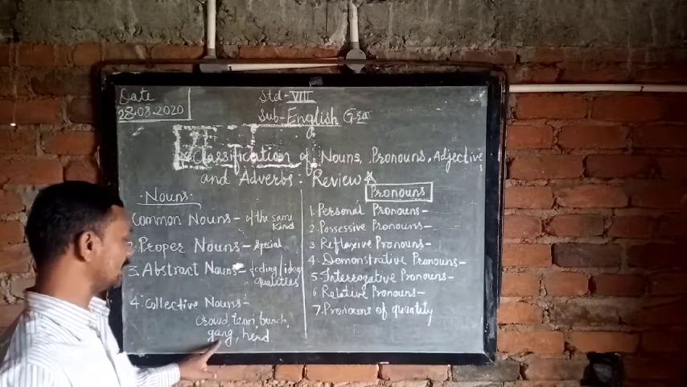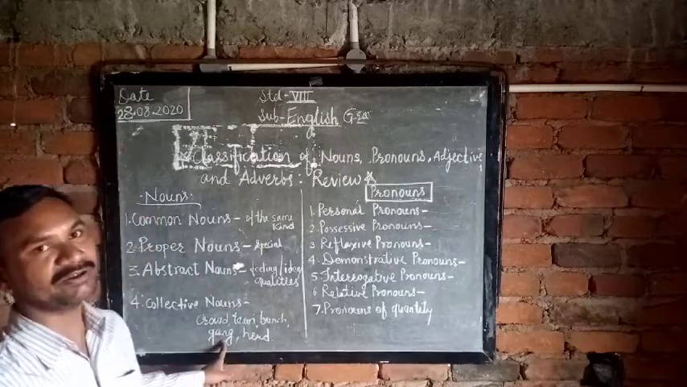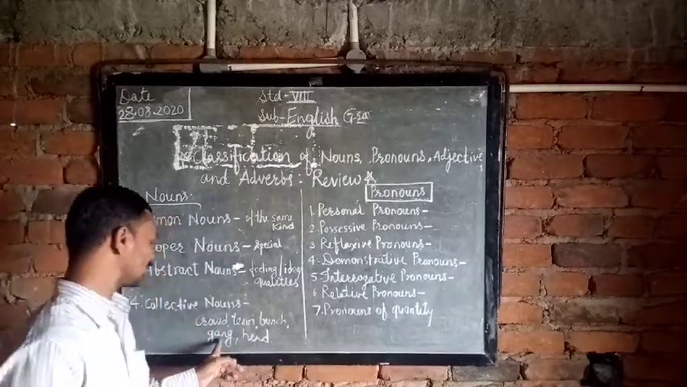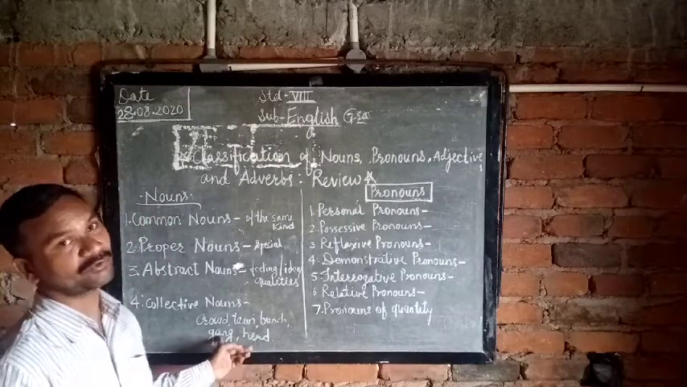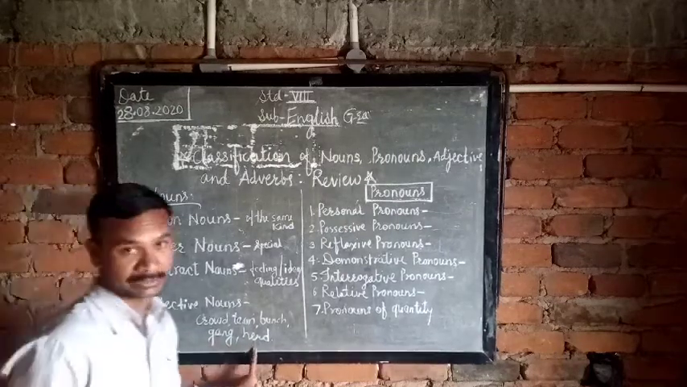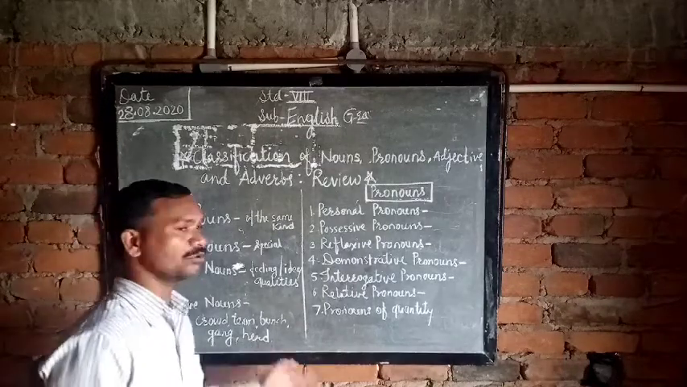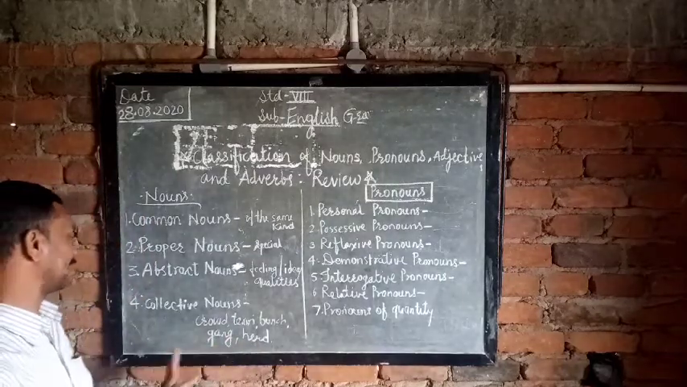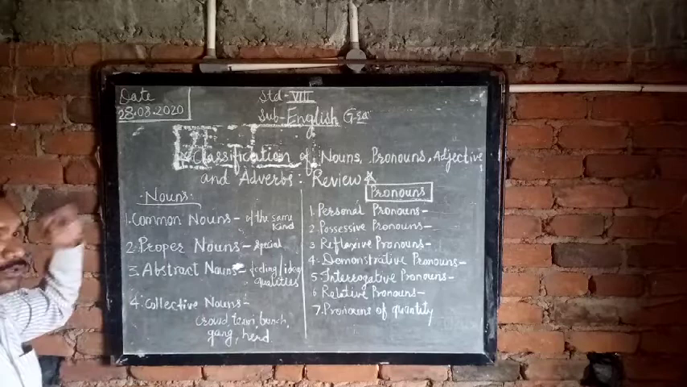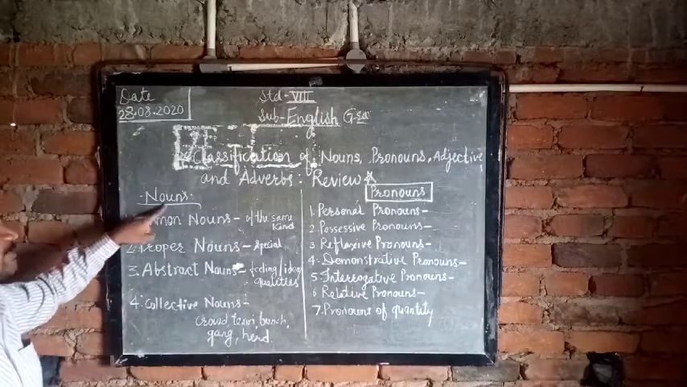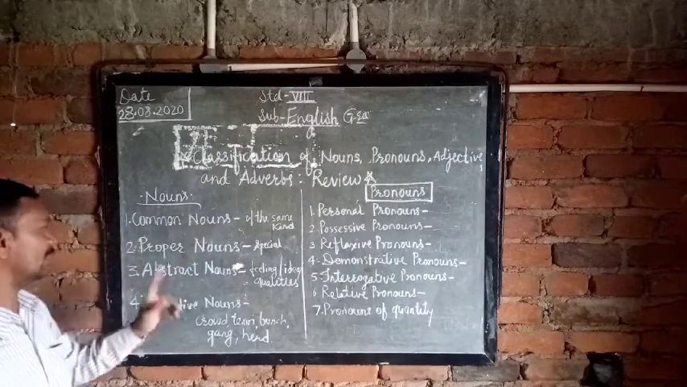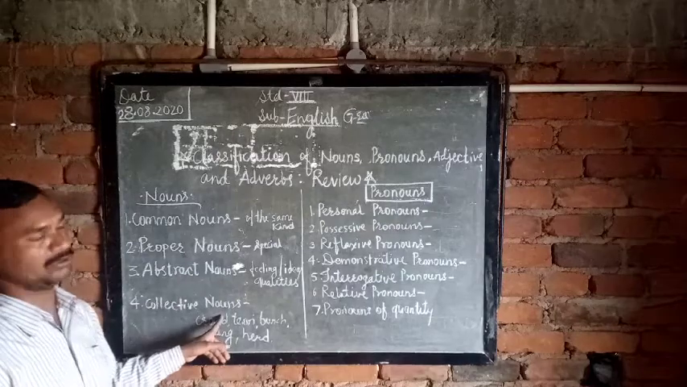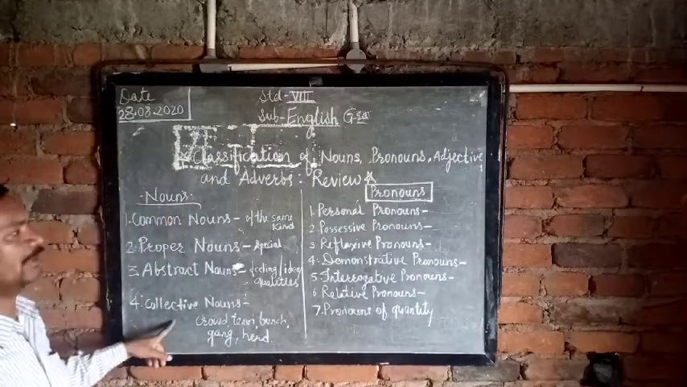Gang: in this word we understand there are more than four people. A single person cannot make a gang. We can only say gang when there are more than four or five people. Herd is a group of cows or sheep also, so more than one, two, three. This is the collective noun. So today in this session we discussed the types of noun: common noun, proper noun, abstract noun and collective noun. This is the classification and types of noun.